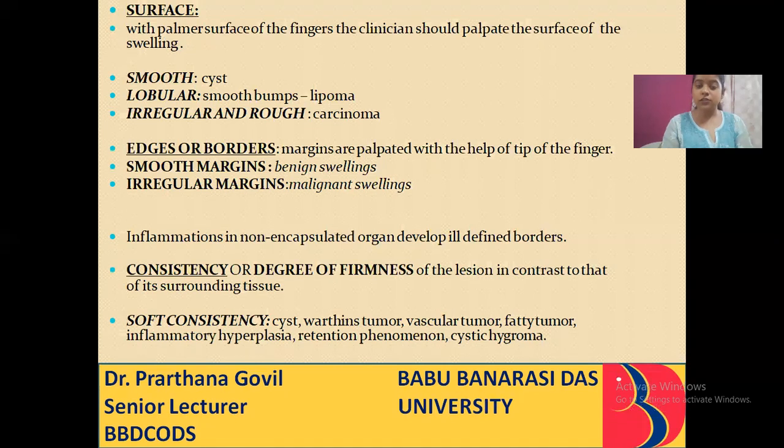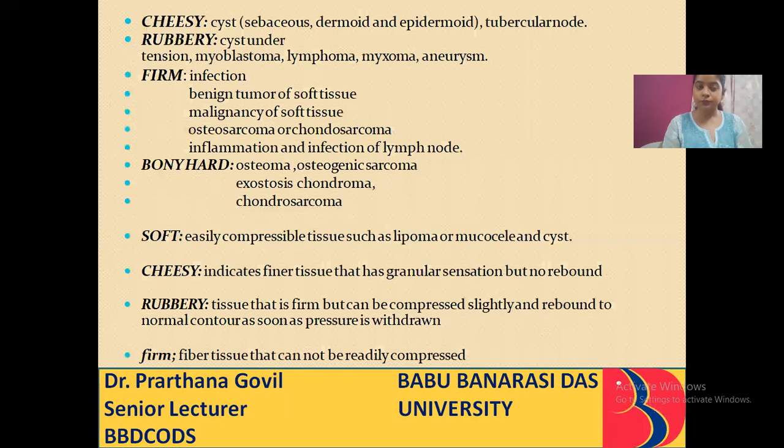You need to go for the consistency, or degree of firmness, of the lesion in contrast to that of the surrounding tissue. A soft consistency generally indicates a cyst, Warthin tumor, vascular tumor, fatty tumor, inflammatory hyperplasia, tension phenomena, or cystic hygroma.